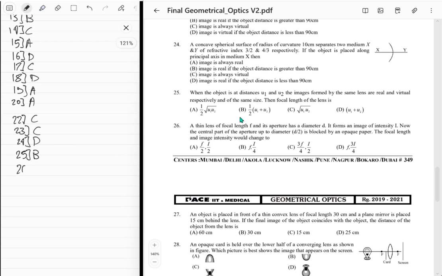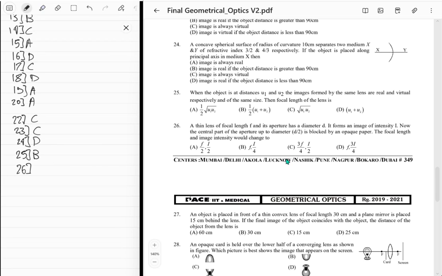26. A thin lens of focal length f and its aperture has diameter d. It forms an image of intensity I. Okay, aperture is given. Forms image of intensity, whatever. Now the central part of the aperture up to diameter d upon 2 is blocked by an opaque paper.